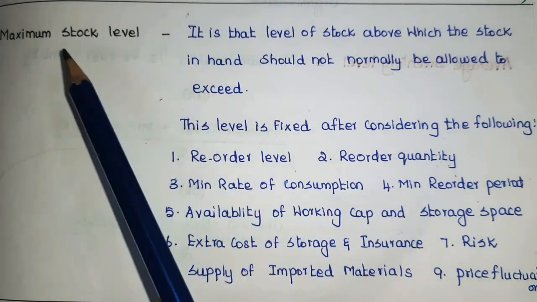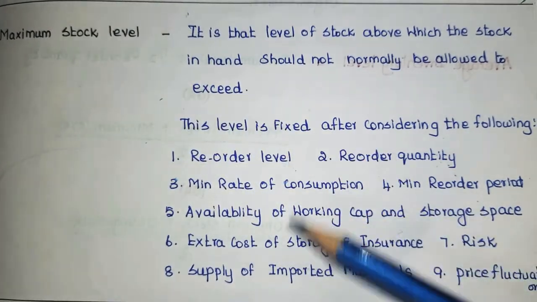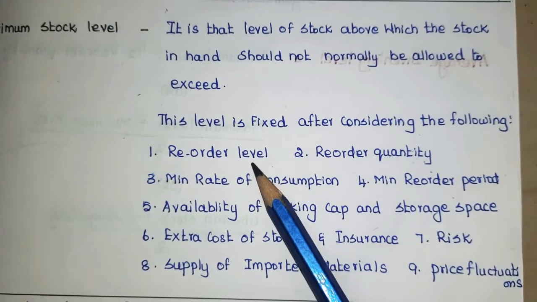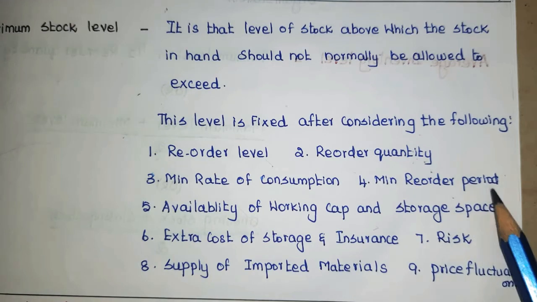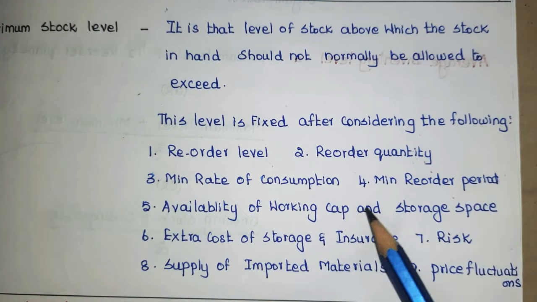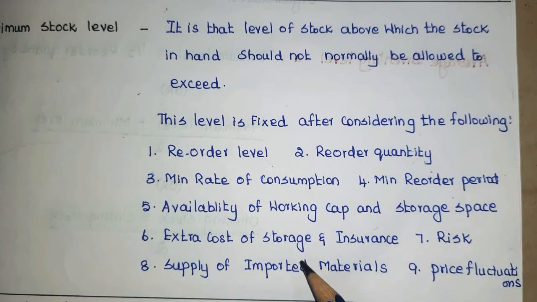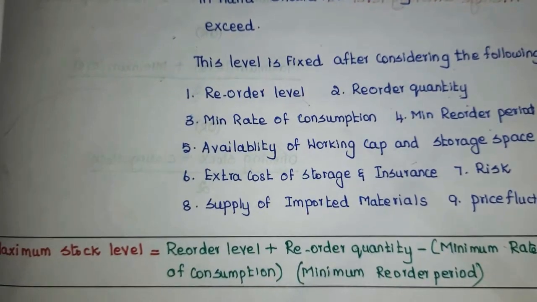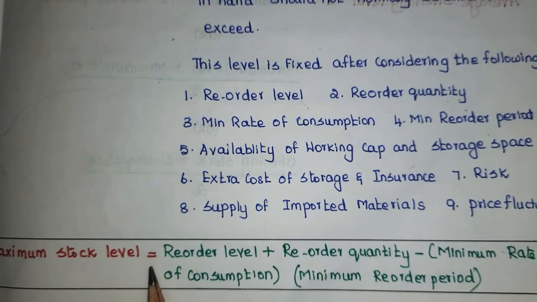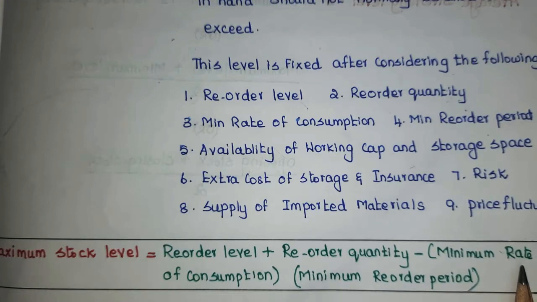This level of stock can be fixed by taking these factors into consideration: reorder level, reorder quantity, minimum rate of consumption, minimum reorder period, availability of working capital and storage space, extra cost of storage and insurance, risk, next supply of imported materials and price fluctuations. The formula for maximum stock level is: maximum stock level equals reorder level plus reorder quantity minus (minimum rate of consumption into minimum reorder period).